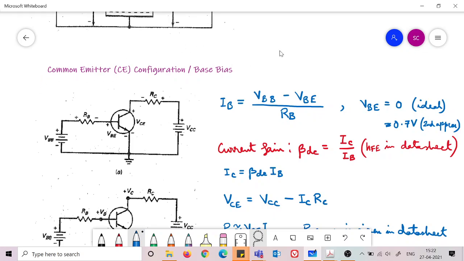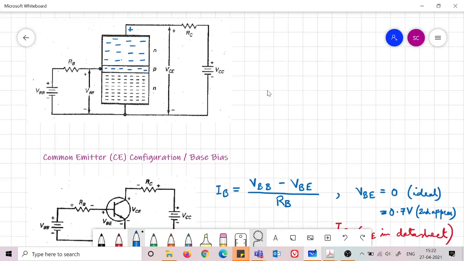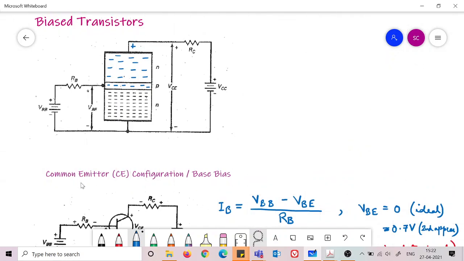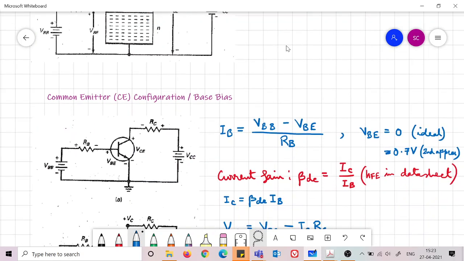So the first one is the common emitter configuration, and this is also called the base bias. But majorly it is known as the common emitter configuration. This is the major terminology. This picture that we just discussed was the common emitter configuration. Why? Because the emitter side is common to both these input voltages. So this emitter point was common, as you can see. So that is why it is called common emitter configuration.